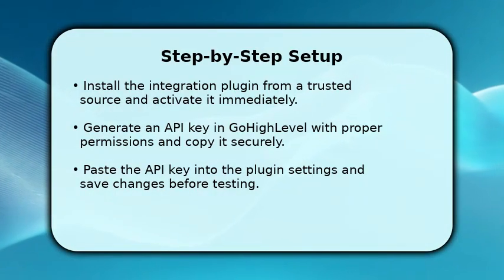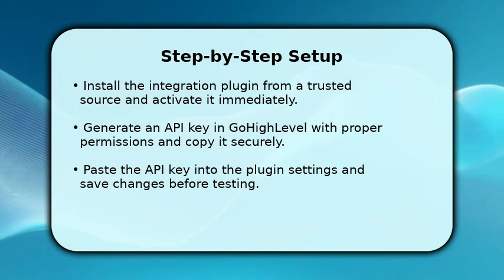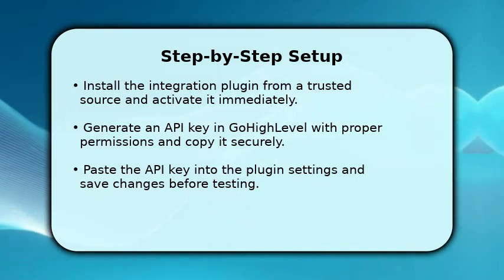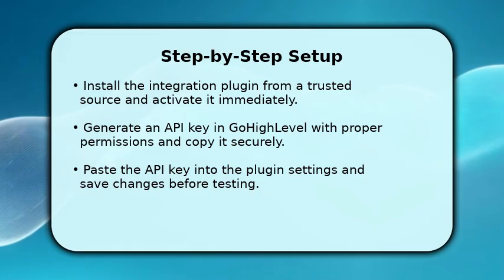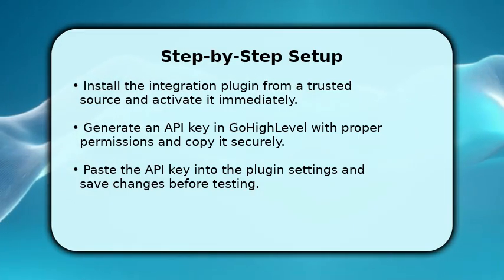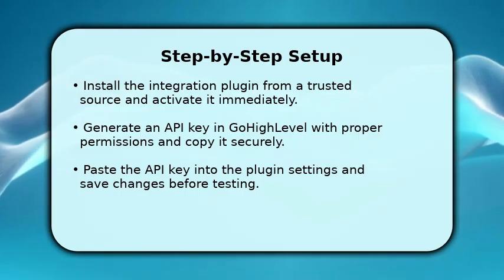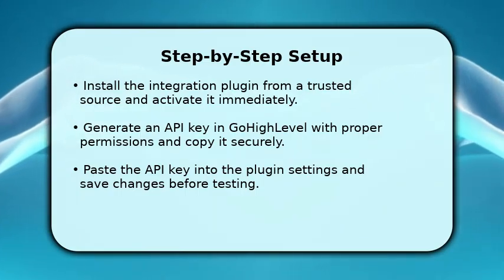Next, walk through the setup step by step in a calm, friendly way so you feel confident. Install and activate the chosen WordPress integration plugin, then switch to GoHighLevel to create a new API key with contact and webhook permissions. Return to WordPress, paste the API key into the plugin field, and save. Finally, perform a test contact submission to confirm the sync works and check for any error messages.